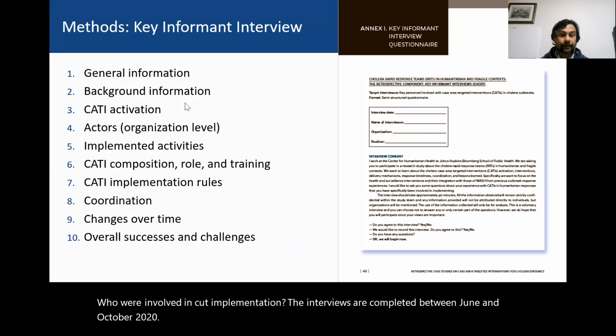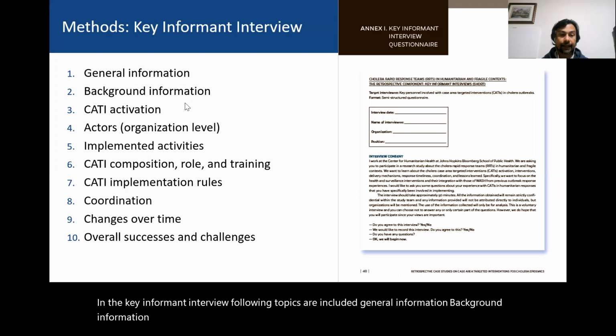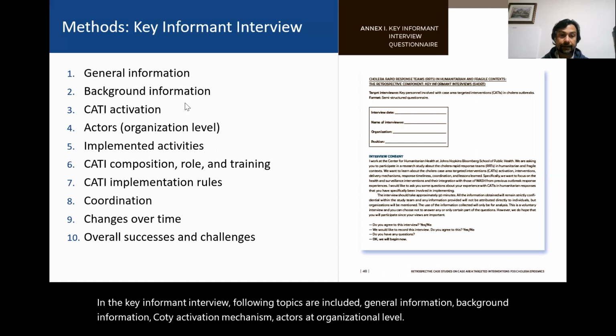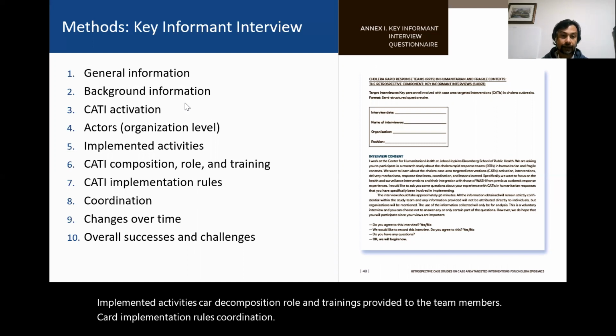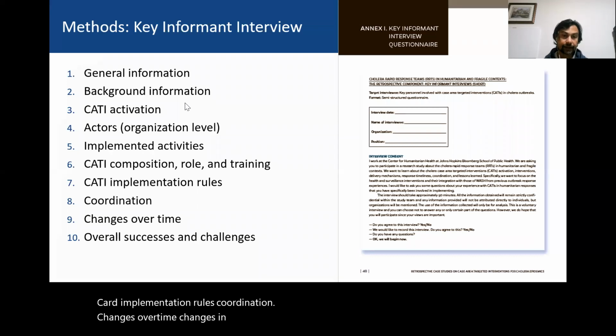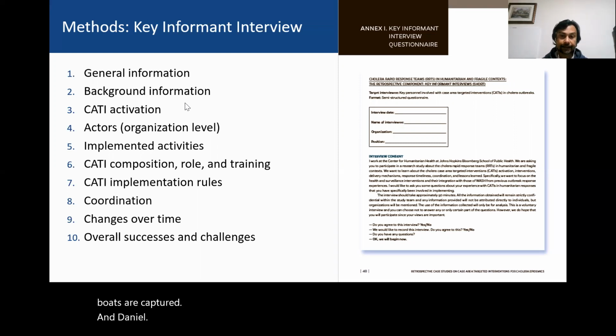In the key informant interviews, the following topics were included: general information, background information, CATI activation mechanism, actors at the organizational level, implemented activities, CATI composition, role, and trainings provided to the team members, CATI implementation rules, and coordination. Changes over time, both in terms of activities and team composition, were captured, and then the overall successes and challenges of the approach as reported by the interviewees.